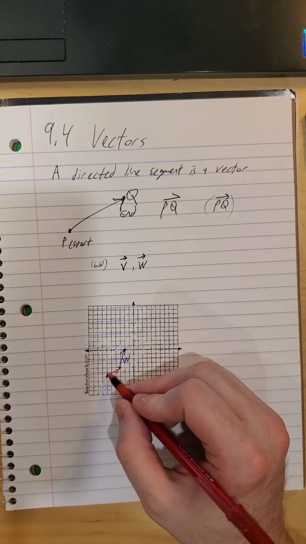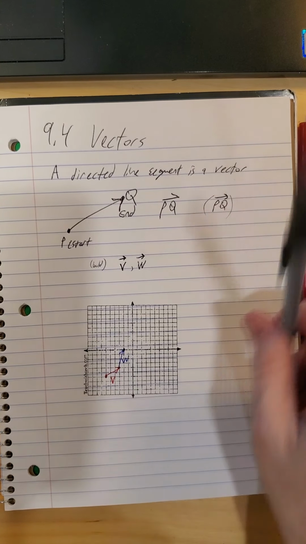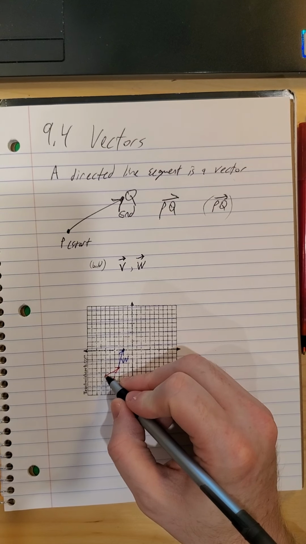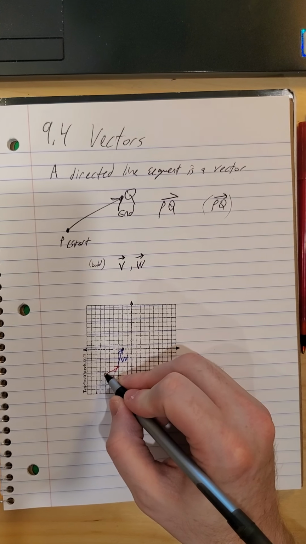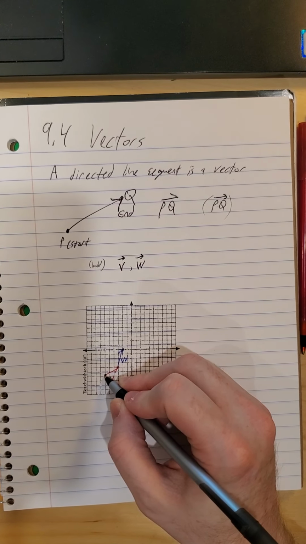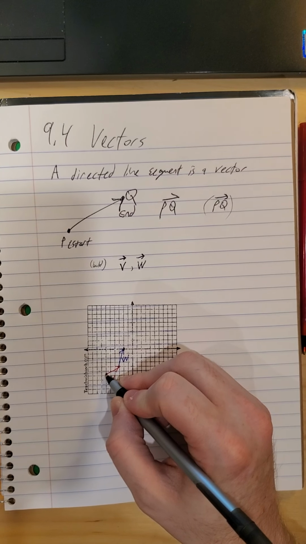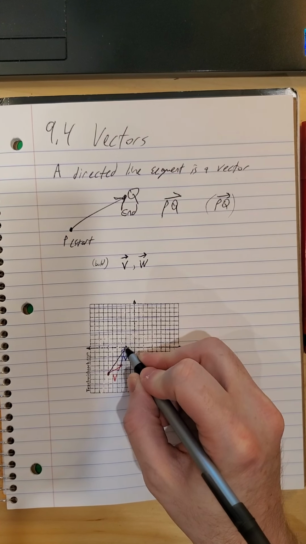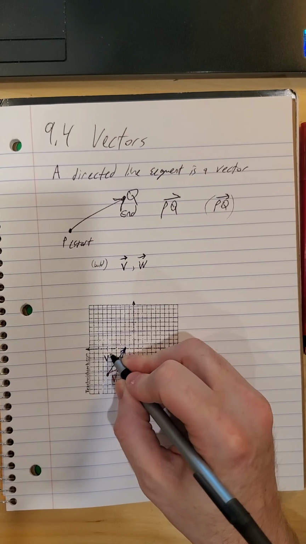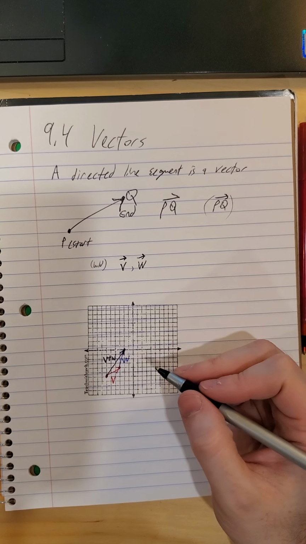So this is a geometric interpretation of vector V plus vector W. I would just connect the starting point for V with the end point for W, and that would be my sum. This is vector V plus W.